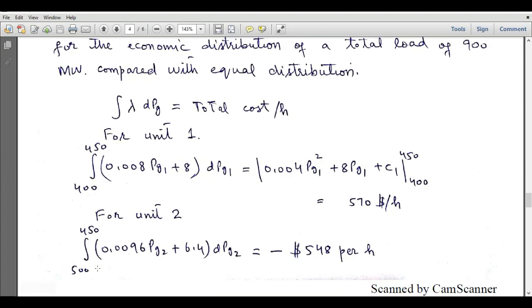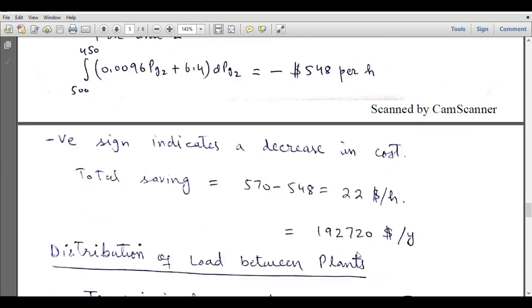For unit 2, before we were applying 500 megawatt load. Now we have to apply 450 megawatt load to the second unit as well because we have equal sharing now. So let's integrate this function, and after this integration and putting the limits, we get minus $548 per hour. So this fuel cost has been reduced by $548 per hour. Now the negative sign indicates a decrease in the cost.